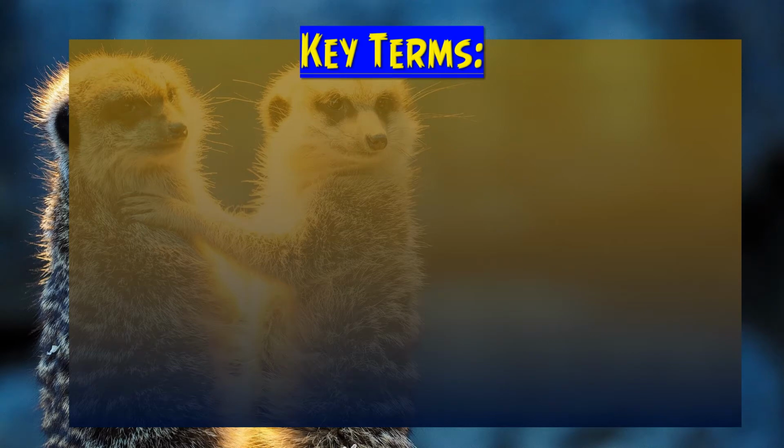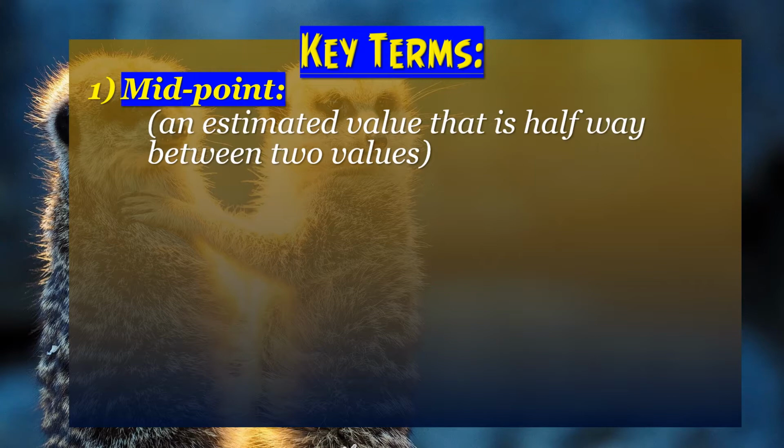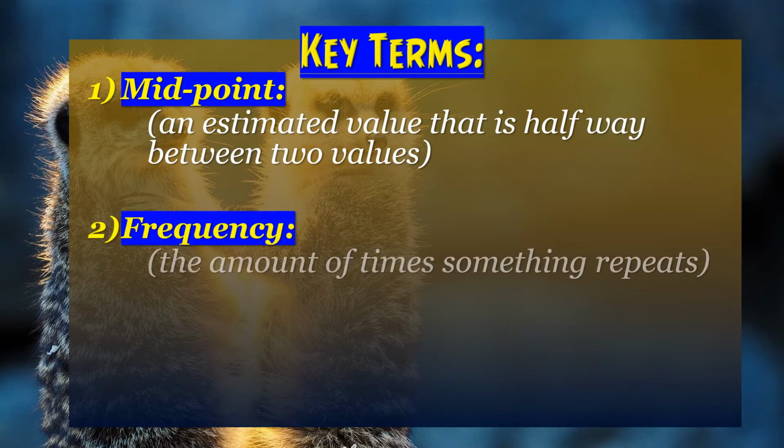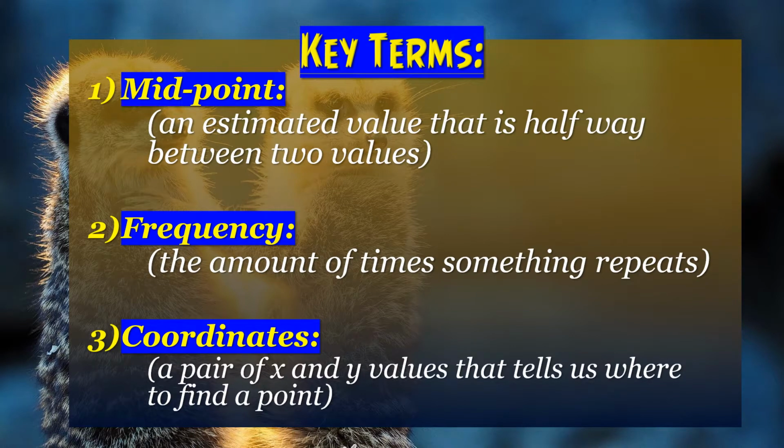Some key terms to note. The midpoint. It's an estimated value that is halfway between two values. Frequency is the amount of time something repeats or how often something occurs. Coordinates is a pair of x and y values that tells us where something is located. And usually in this case, we're talking about where a point is located.